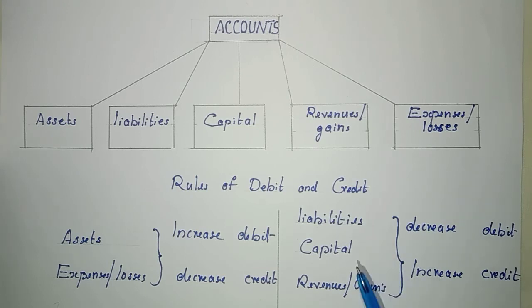That is, liabilities, capital and revenue, decrease debit and increase credit. These are the rules of debit and credit.